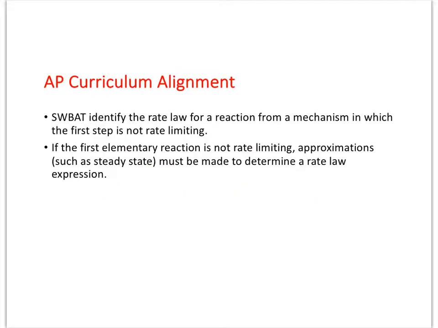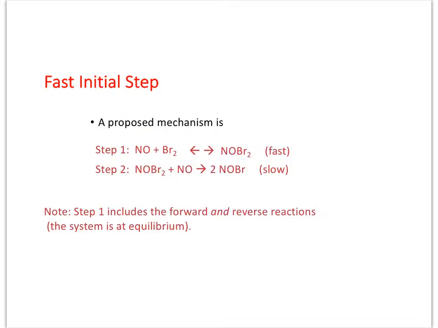Now, if you look at a mechanism and the first step is not the slow step, if it's a fast step, I'm going to show you how to come up with a rate law from that. Okay, so here's our mechanism. All right, so for this one, the first step is fast and the second step is slow. We can only write a rate law based off of a slow step being first.